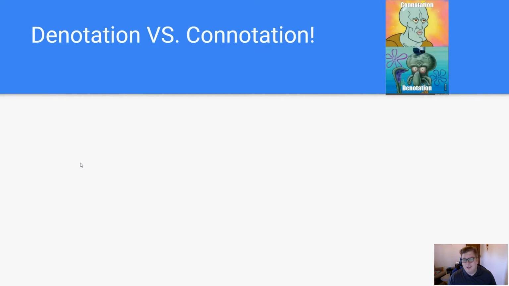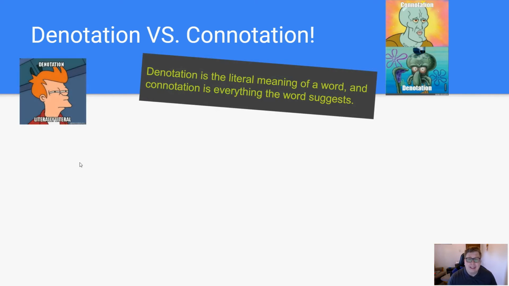So, I know you are all super stressed right now about what the heck these two words even are. Well, the first thing you need to know about these two is that they may look and sound similar, but they are not the same thing. Let me show you what I mean. Denotation is the literal meaning of a word, and connotation is everything that the word suggests. What does that mean? Let's break it down.